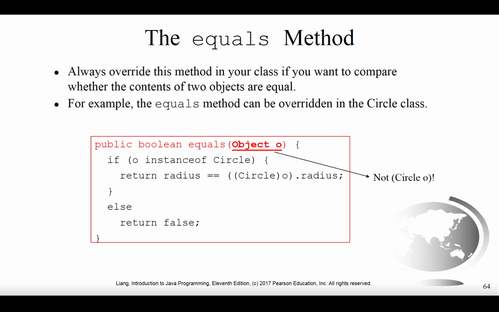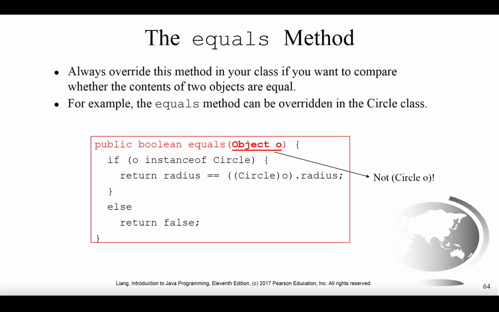To do that, then, we say if o, that is the object I was passed, is an instance of a circle, then I know it's okay to compare radiuses. So then I will return radius equals, and then I first of all have to cast the passed object to look like a circle, so that you see a cast in front of the o.